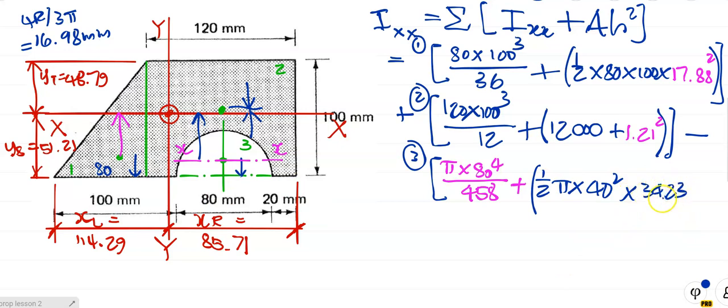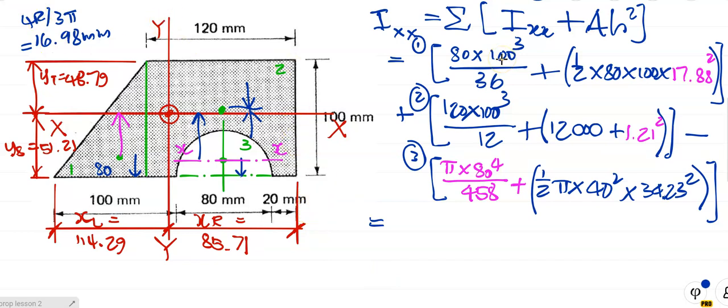34.23 squared in the formula. Close the round bracket, close the square bracket, and say, wow, now I can eventually work out the answer. Okay, so stop the video, work out the answer, and see that we get the same answers.